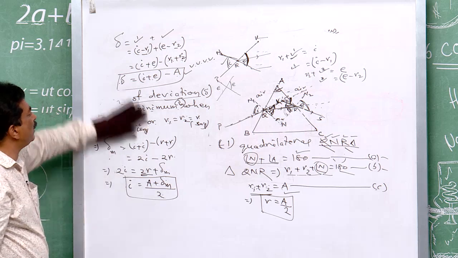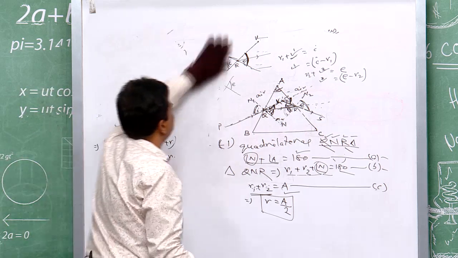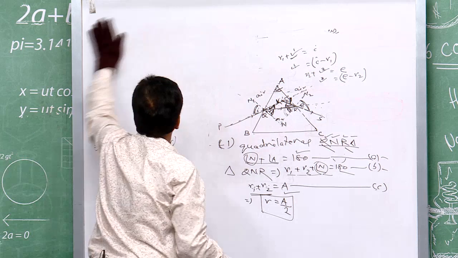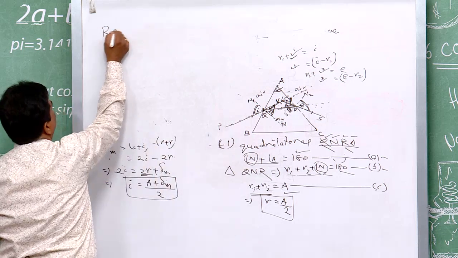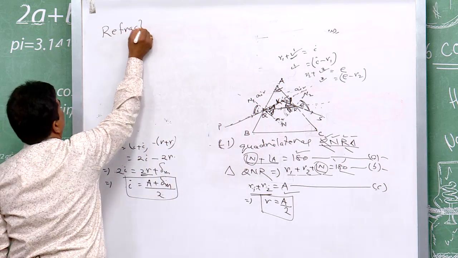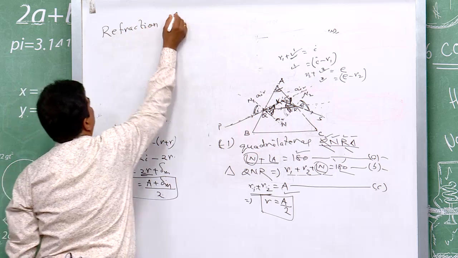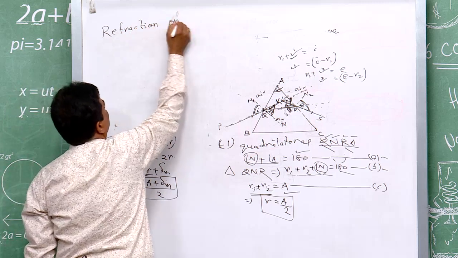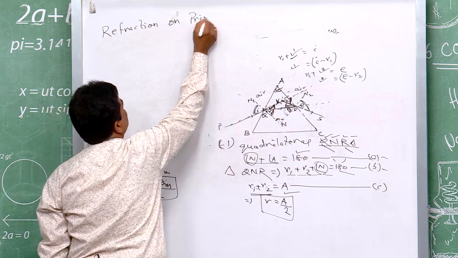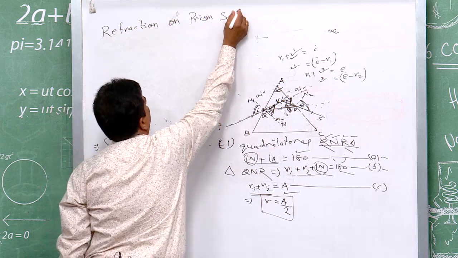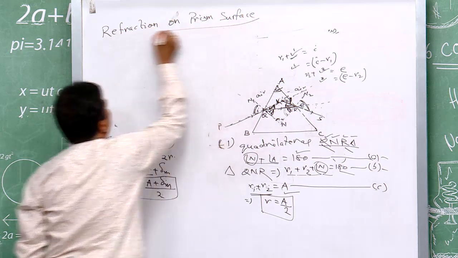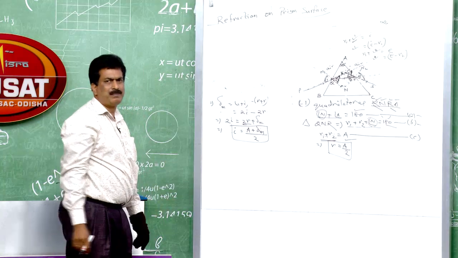Then if we put it according to the refraction process, the heading is refraction on the prism surface. So we are going to find what will be the refraction on the prism surface.